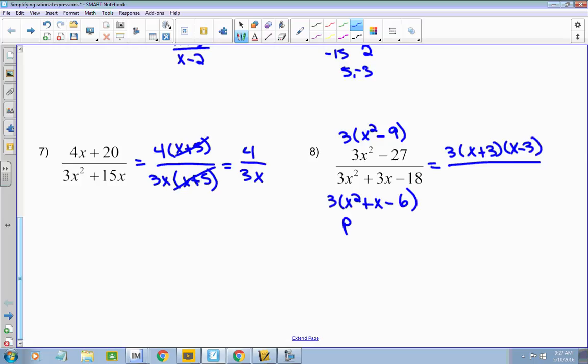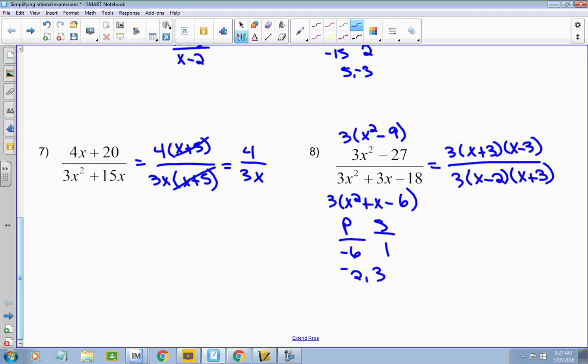So then I have to do product and sum. My product is going to be negative 6, and my sum is going to be a positive 1. So what multiplies together to give me negative 6 and adds together to give me 1? 2 and 3. One's going to have to be negative. Which one's going to be negative? 2. So then this factors into, you can't lose that 3 that you factored out already, so 3 times x minus 2 times x plus 3.